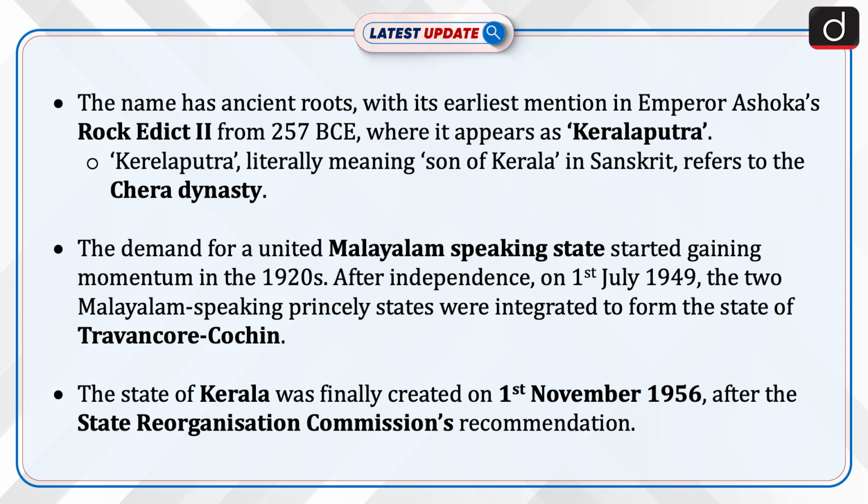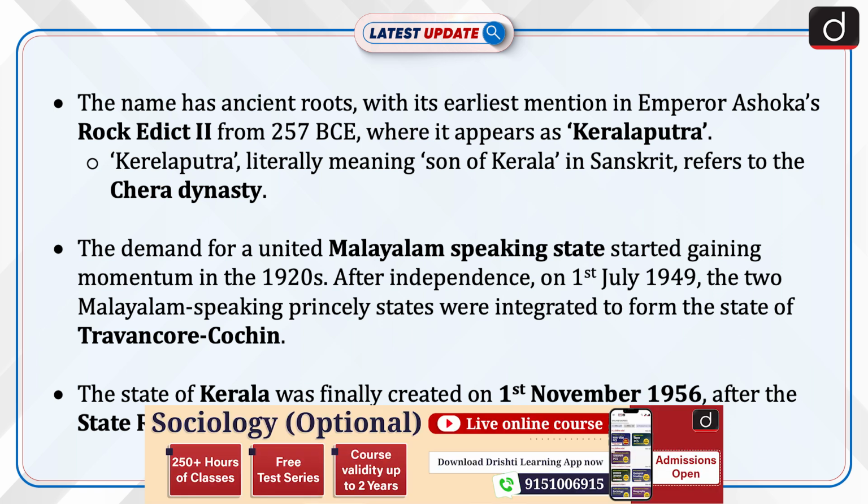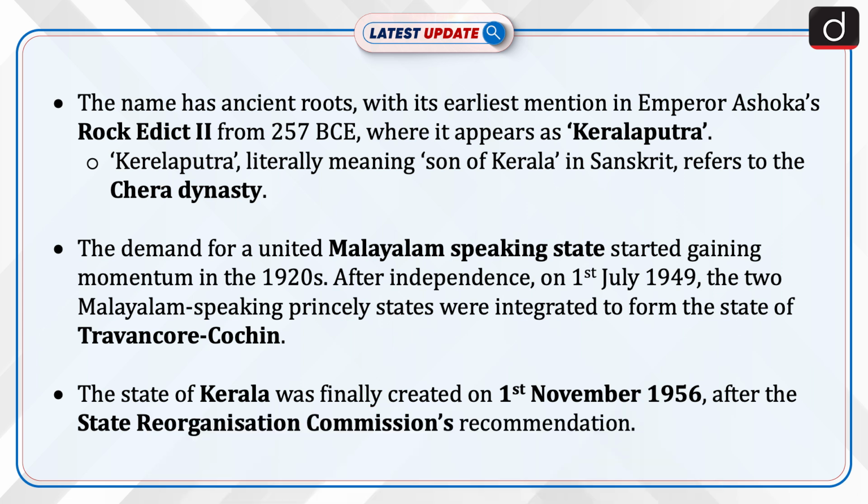The name has ancient roots, with its earliest mention in Emperor Ashoka's Rock Edict II from 257 BCE, where it appears as Kerala Putra. Kerala Putra, literally meaning son of Kerala in Sanskrit, refers to the Chera dynasty.